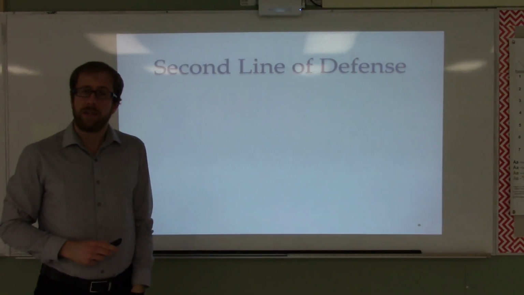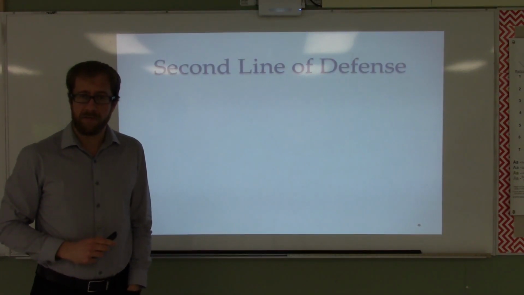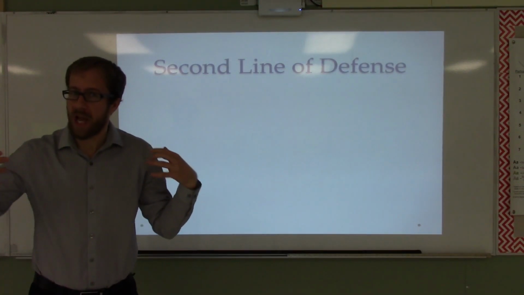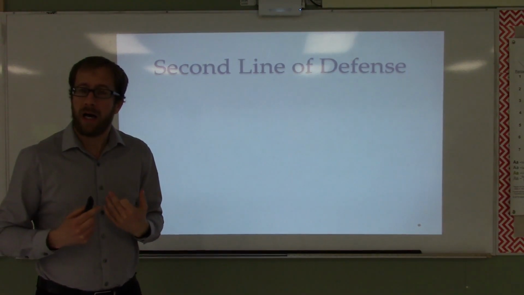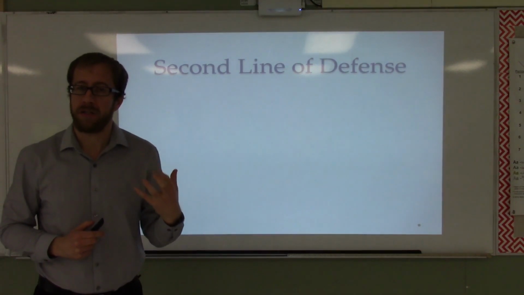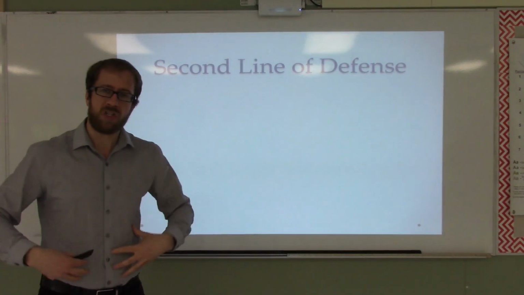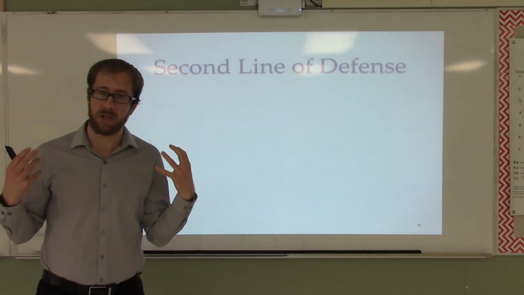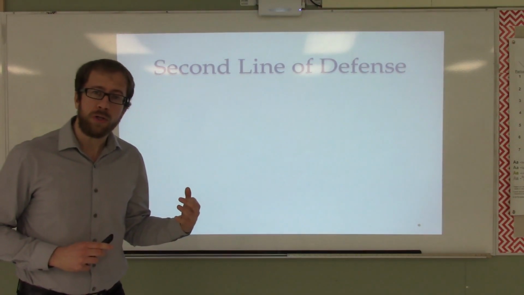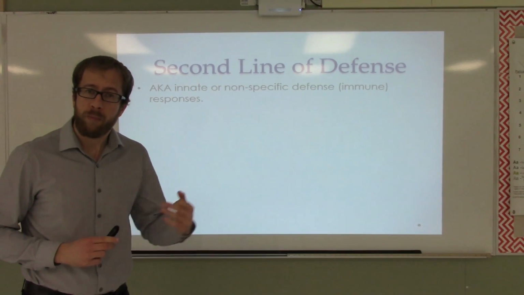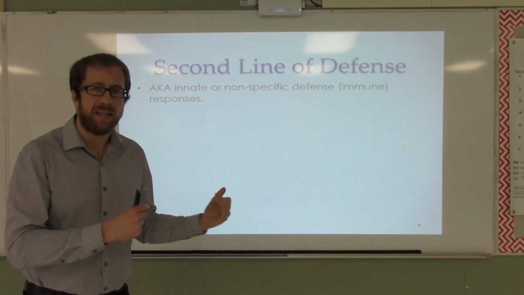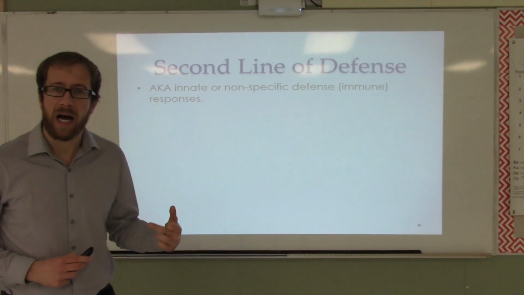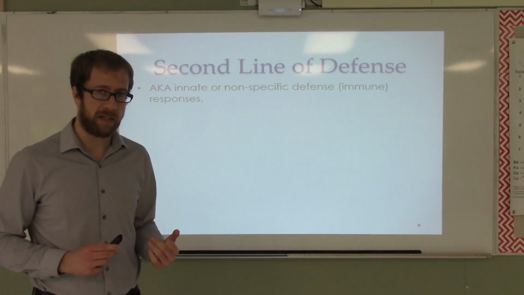Hello class. Today we're going to be learning about the second line of defense. So we learned about the first line of defense, those general barriers to entry: the chemical agents within our saliva, within our tears that kill bacteria, our stomach acid, our ciliary escalator within our respiratory tract, and our skin. And today we are going to explore the different components of the innate immune system. So it's the innate or non-specific defense mechanisms that our body has.